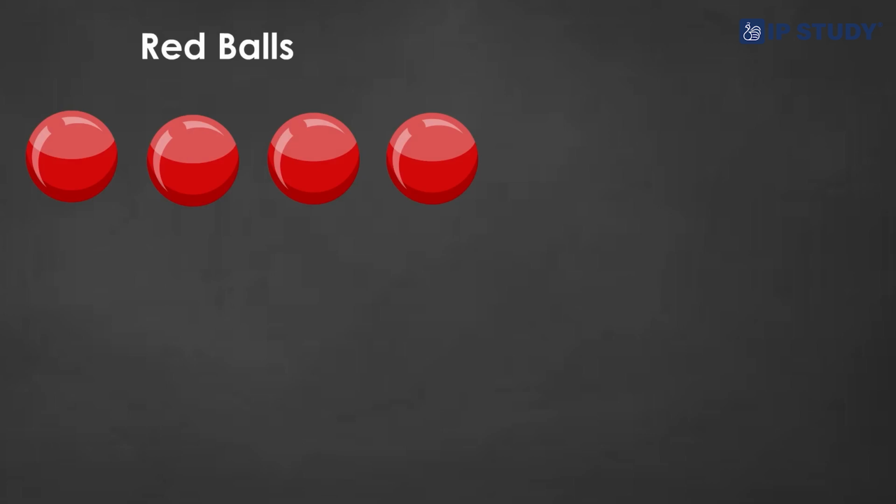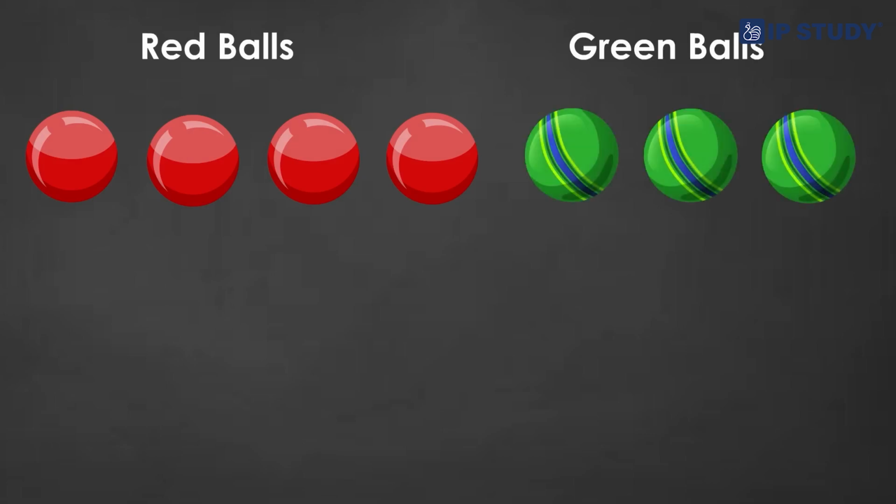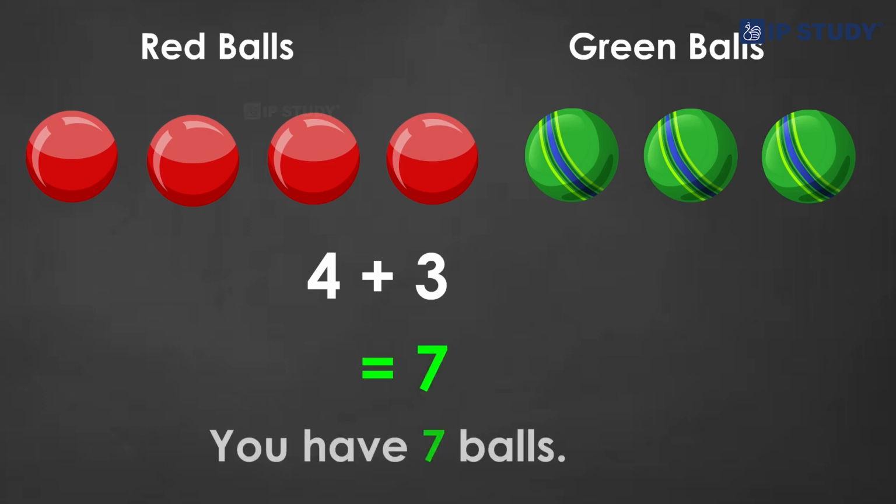Now let's add 2 numbers. You have 4 red balls. You get 3 green balls. How many balls in total? Add 4 plus 3. What's 4 plus 3? Yes, 7. So you have 7 balls.